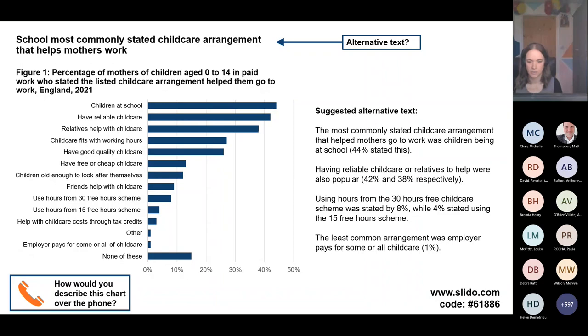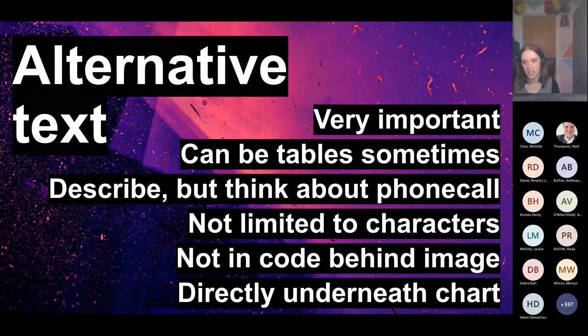Okay, so to summarize on alt text: it's really important, for lots of different users. It can be a table sometimes, but should only really be a table when we've got a small amount of data. You should describe it, but don't describe every single point. Think about what you would say to someone over the phone. What do you get when you glance at it? What's the message that comes across?